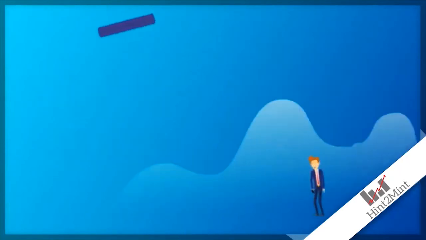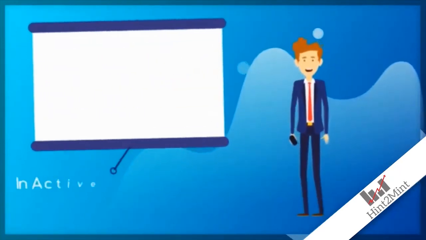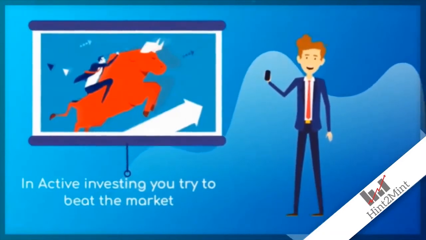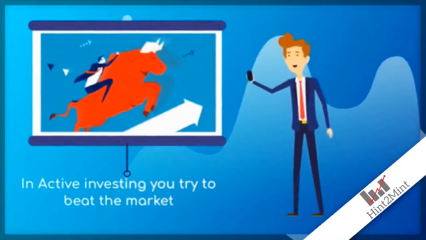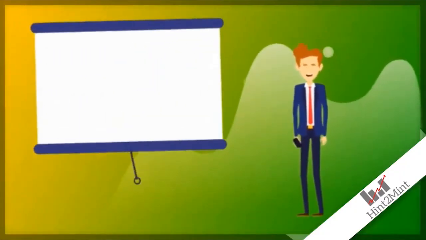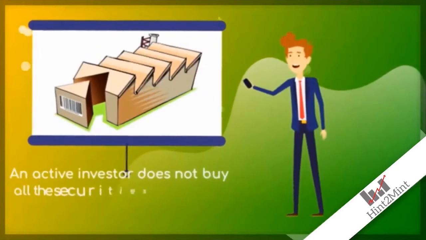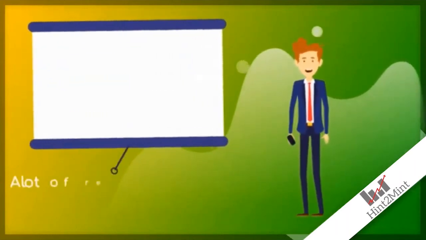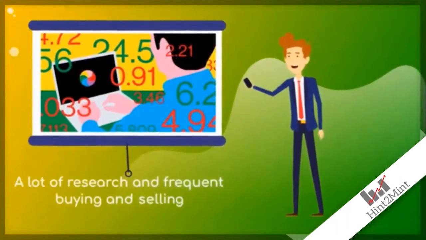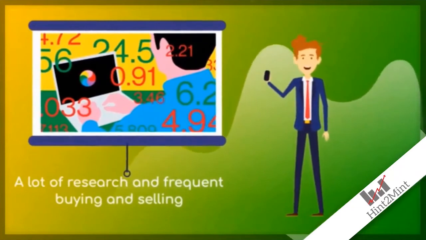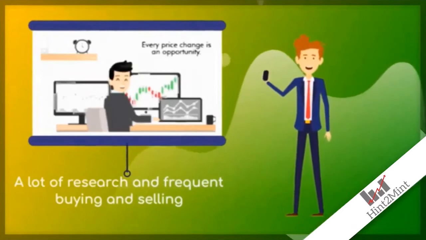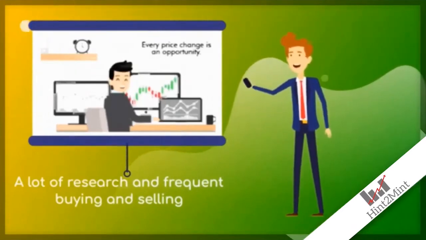Whereas active, as the name suggests, is not about being passive. You try to beat the market to earn above average rewards and follow an active strategy. An active investor doesn't buy all the securities in the market. On the contrary, he only buys the ones that he finds inviting on the basis of his knowledge, research, etc., and this research can be affected by a lot of activities in the market. Hence, there is relatively frequent buying and selling, compared to limited buying and selling in passive investing.